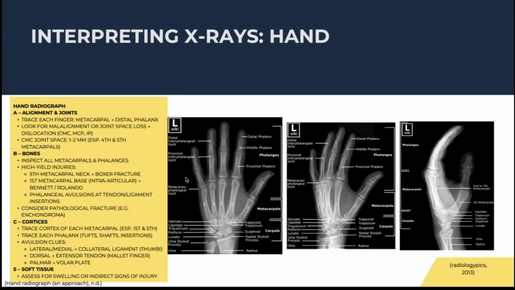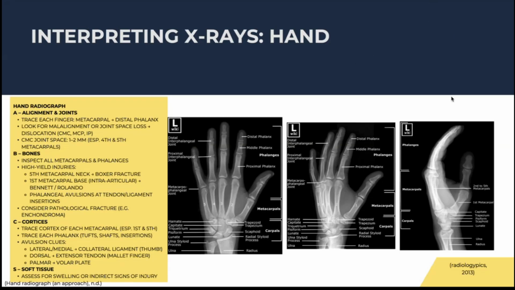Bones, again, inspect all the metacarpals and the phalanges, and then you've got your high yield injuries, which are the ones that are more common. So you've got your fifth metacarpal neck and boxer fracture. You have your first metacarpal base intra-articular one, so like your Bennett and your Rolando. I was saying that wrong as well.